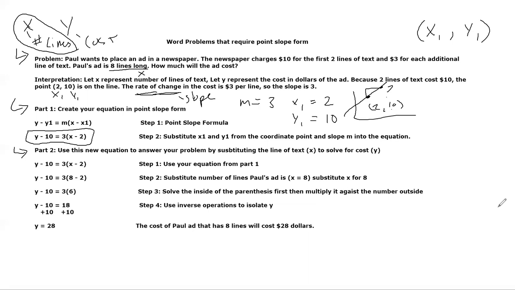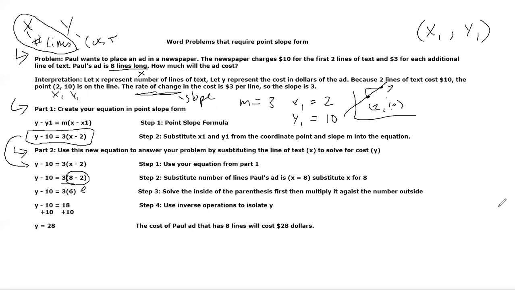All right, so we're going to start with the equation we had from earlier. I just simply rewrote it down there. That's step one, use your equation from part one. Next, step two, substitute the number of lines Paul wants. He wants 8, so we're going to substitute 8 for x. That's what we did there. Now that we have actual numbers there, we can actually solve this. We're going to solve the inside of the parentheses first. 8 minus 2 is just 6, which is how we got this 6 down here. And then we have the 6 in the parentheses.